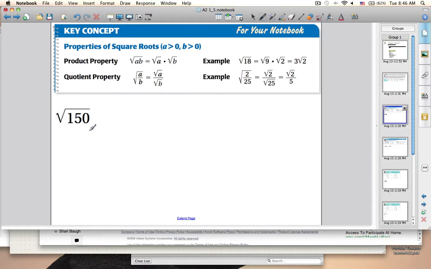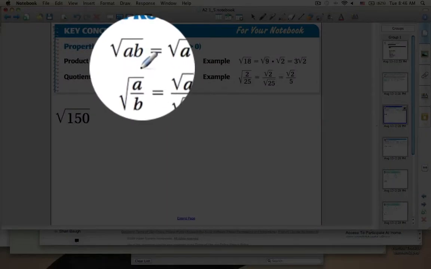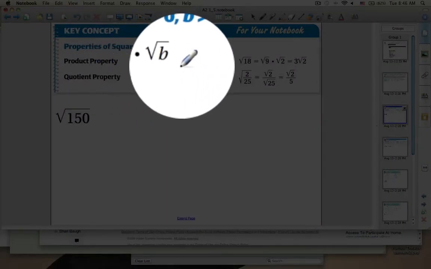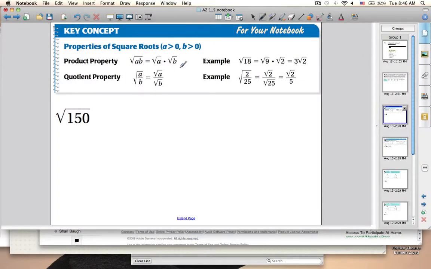And when we're working with simplifying radicals, we're going to use a couple of different ideas. There's the product property. What this says is that the square root of a times b is equal to the square root of a times the square root of b. And what that means for me as the student working on this is if I can factor the radicand, this 150, into different parts, if any of those parts are perfect squares, then I can simplify that part. And that's how I simplify the radical.